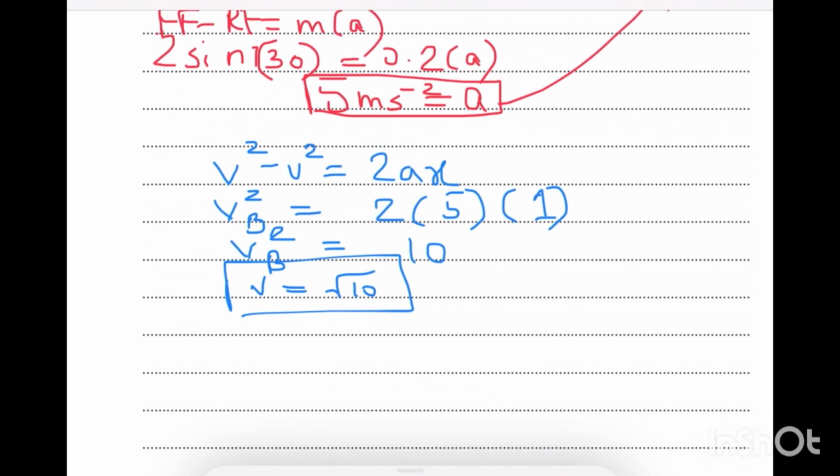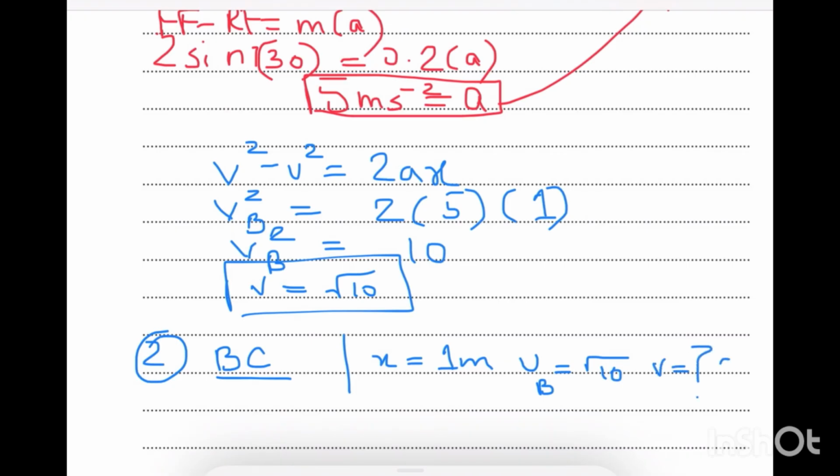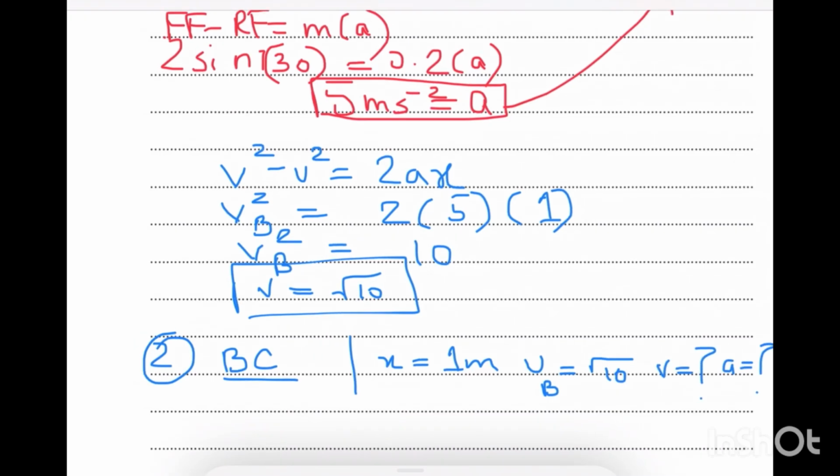Now moving on to the second part of the question, which is the movement of the particle from B to C. So for this part, again, the distance is 1 meter as shown in the diagram. The initial speed, which will now be the speed of the particle at B, which we found out is root 10. The final speed is unknown, as well as the acceleration. First, let's find the acceleration using the forces formula.